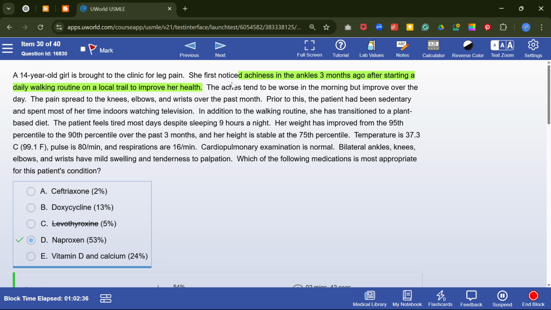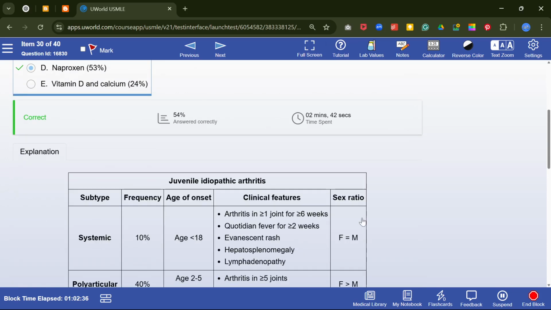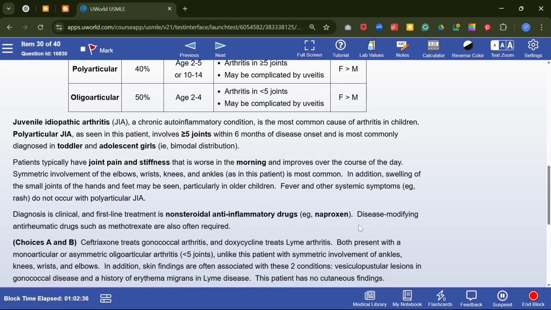Yes, it's kids rheumatoid arthritis, age less than 16, with bilateral ankle, knee, elbow, and wrist involvement. So it is polyarticular JIA. Yes, okay. It's juvenile idiopathic arthritis.